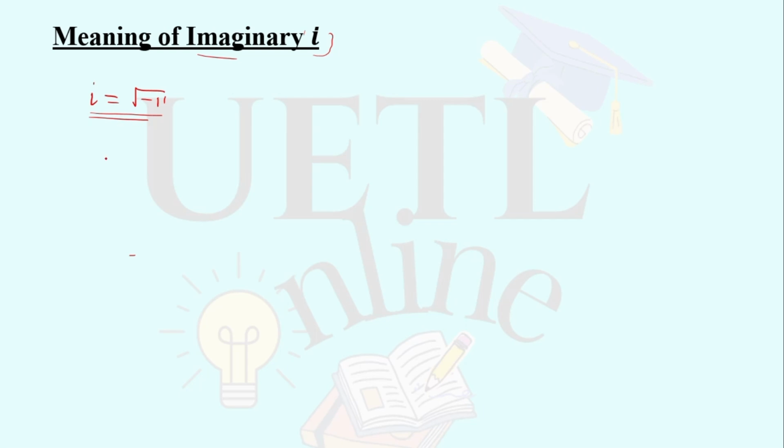So this means that if you say i squared, you're going to get minus 1. And if you say i cubed, you're going to get minus root of minus 1. And if you say i to the power 4, you're going to get 1, and so on. This is what we're going to use.